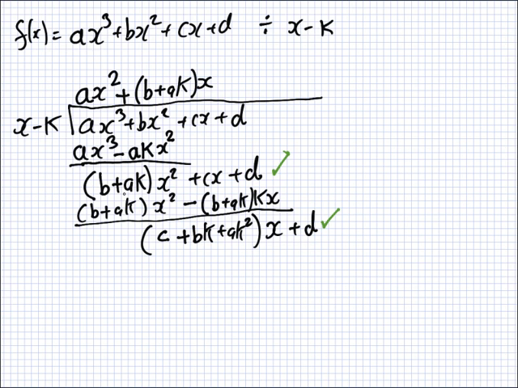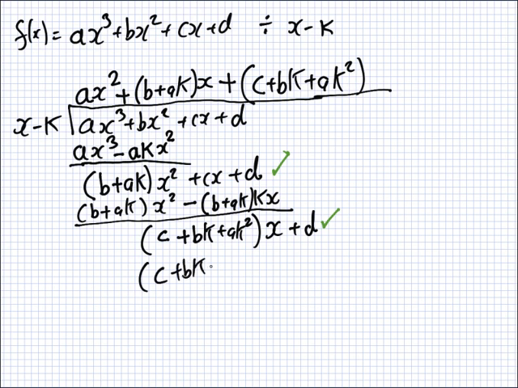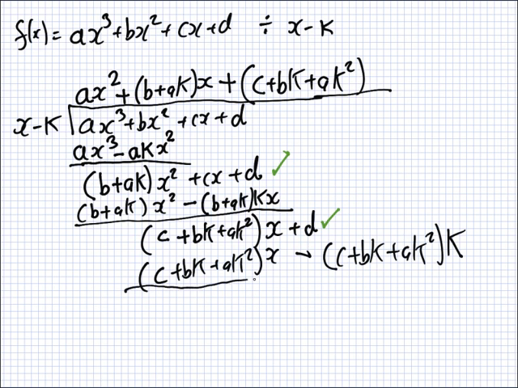Okay. Last stage, and then we'll have the result. What is the multiplication we need to finish this long division? C plus BK plus AK squared. Now, we'll carry out the multiplication. So that will be C plus BK plus AK squared times X. And then minus bracket C plus BK plus AK squared times K. Now, let's subtract.